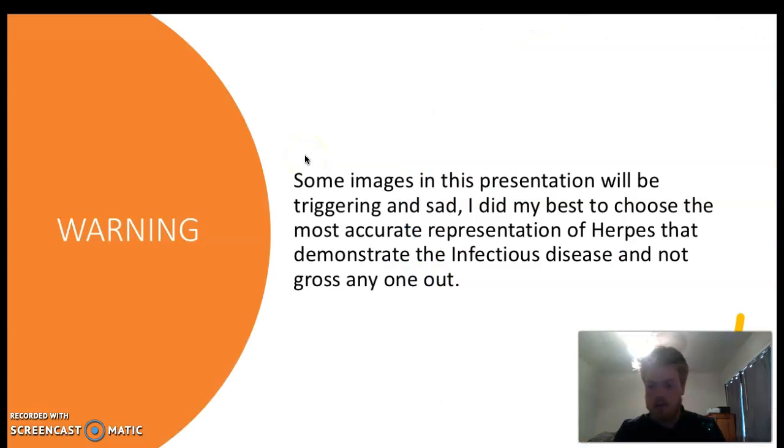First off, a warning: some of these images in this presentation are triggering and sad. I did my best to make sure the images represented the disease in the most accurate way, and I left out some of the more gruesome and or sad images that could have bothered some people. So they're pretty tame images, but they're still images of a disease. All of us have these presentations over these diseases that oftentimes are pretty gross. So just a warning that some of these images may be pretty gross.